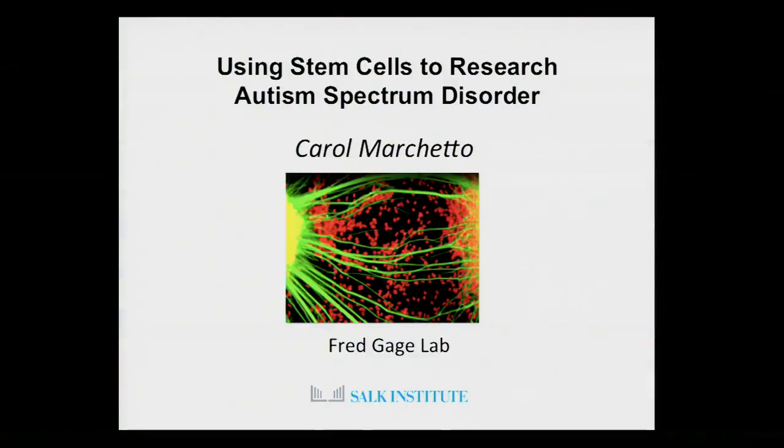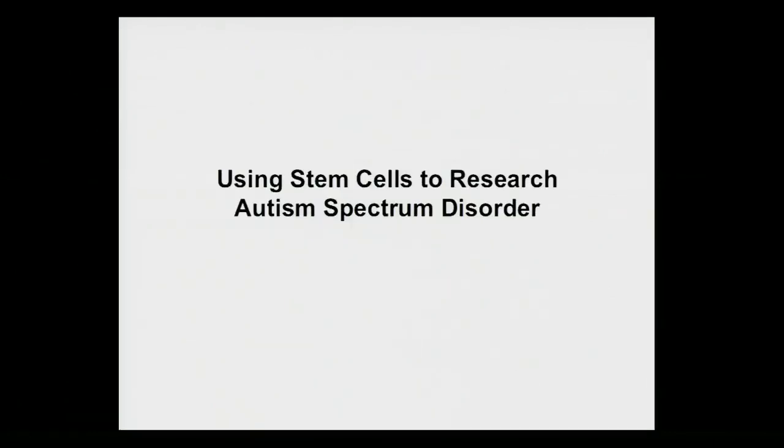Today, I'll tell you a bit about one of the aspects of the research we do in the lab of Fred Gage at the Salk Institute. Specifically, I'm going to tell you how we research human neurological diseases using a new type of model, which I will explain. Particularly, I'm going to talk to you about autism spectrum disorders.